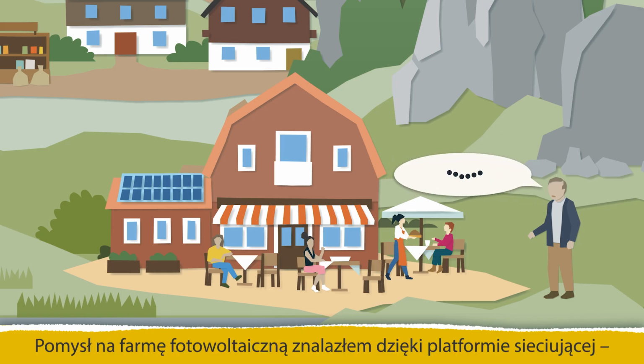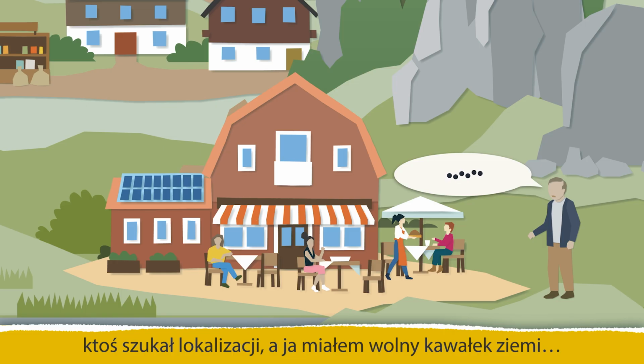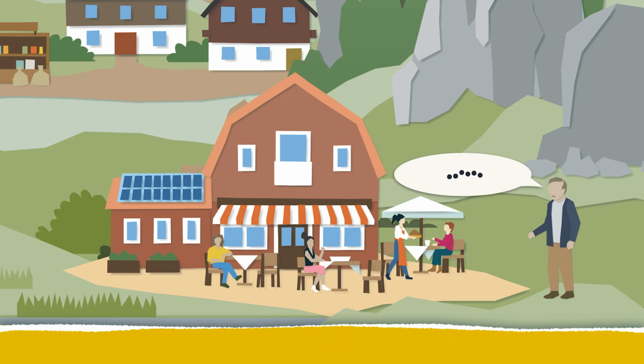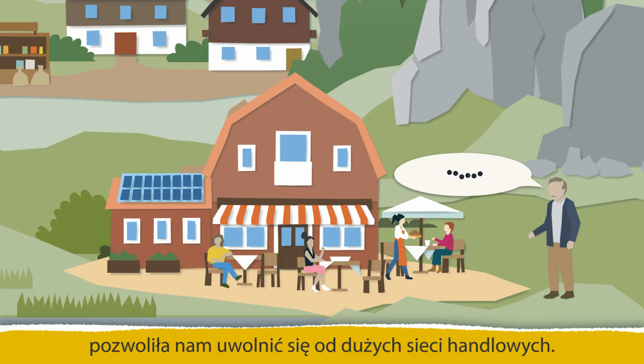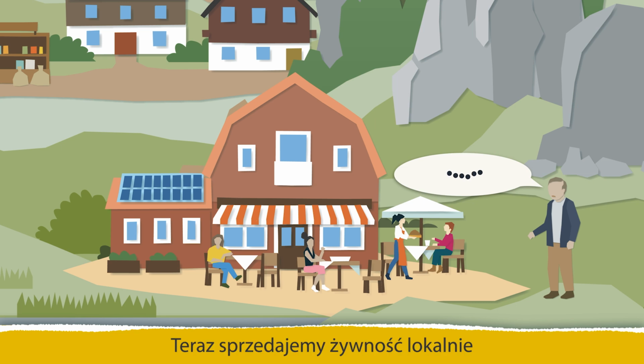I found the solar idea through the land matching platform. Someone needed space, I had an empty patch. My neighbors were skeptical, but once they saw it working, they got on board too. We are working together more than ever. That bit of independence has let us step away from the big retailers. Now, we sell food locally and directly at our co-owned restaurant.